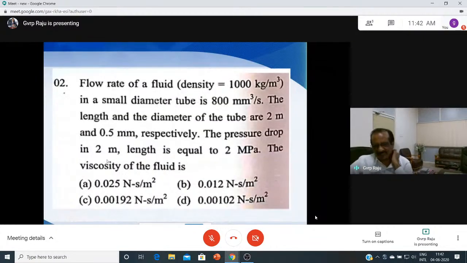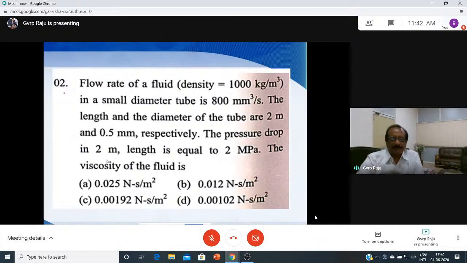The other question here: the flow rate of fluid in a small diameter tube is 800 mm³ per second. The length and the diameter of the tube are 2 meters and 0.5 meters respectively. The pressure drop in 2 meter length is equal to 2 megapascals. The viscosity of the fluid. The pressure drop he has given in megapascals. Megapascals is 2 into 10 power 6 kilopascals. And he has given the rate of flow, etc.